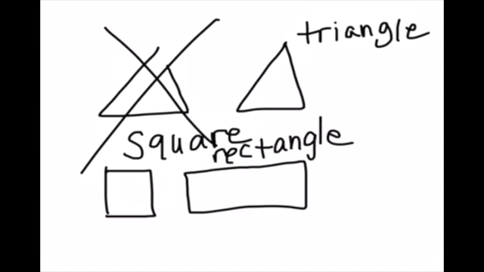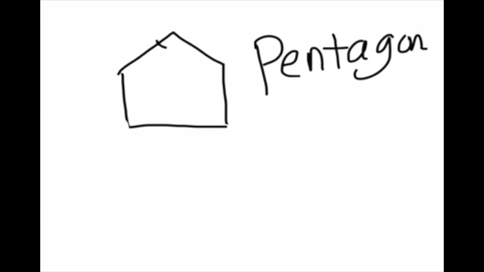There are also other kinds of polygons that we are going to be learning about. So one that has 5 sides is called a pentagon. And a pentagon always has 5 sides and 5 angles, right? We have 1, 2, 3, 4, 5 angles. And then if we look at the sides, we have 1, 2, 3, 4, 5. Pentagon always has 5.